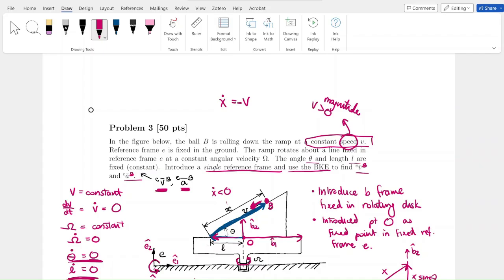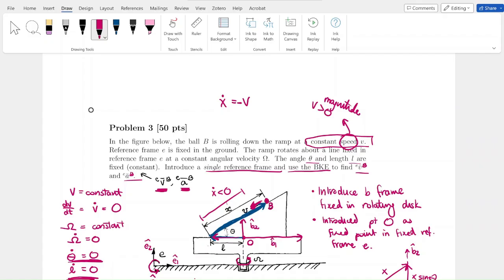It's just a positive quantity for how fast the ball is going down this ramp. It's also constant. So that means we can say that the change in the position, x dot, is just going to be equal to this constant speed v. However, the change in x dot over time: x is getting smaller, because the ball is rolling down the ramp. So that means our x dot is less than 0, but we have a positive v.